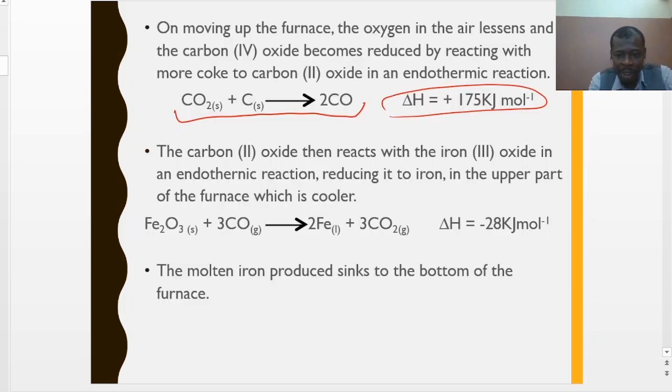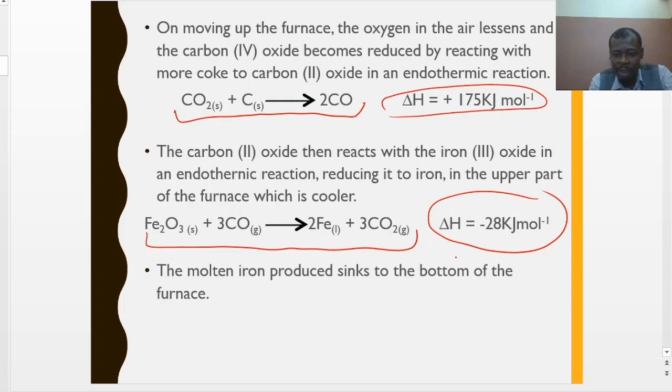So you get to realize that this summarizes the equation at this juncture. Our Fe2O3 reacts with CO to give us this, and this equation is balanced. This is also an exothermic reaction, as heat is liberated. About 28 kilojoules of heat is liberated per mole.